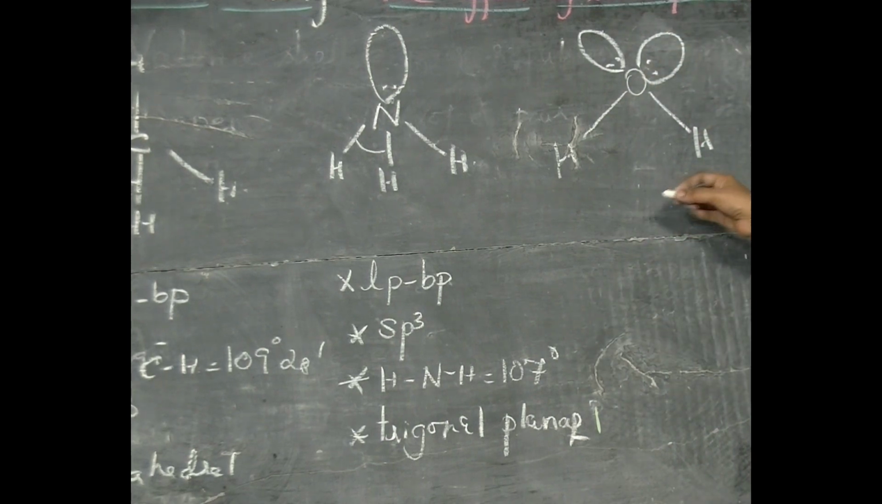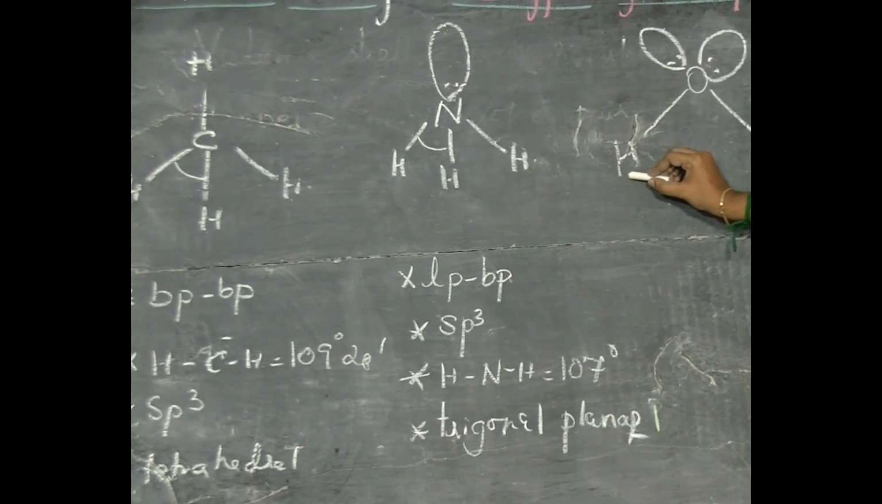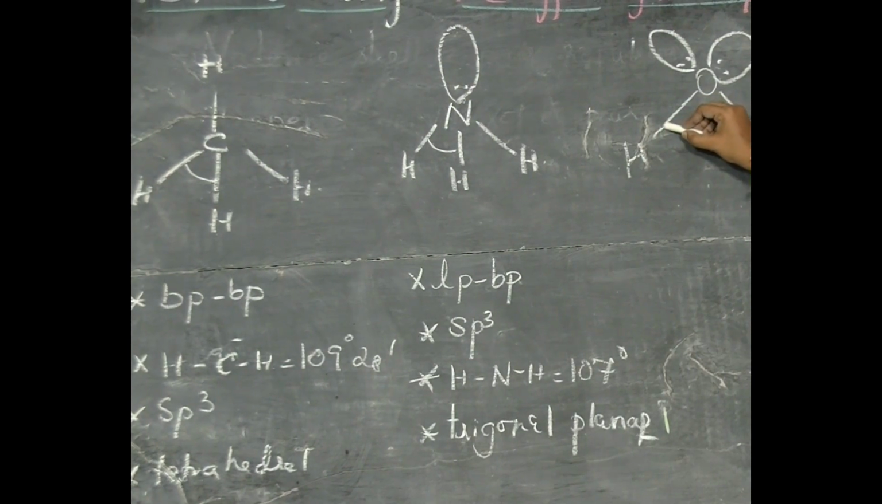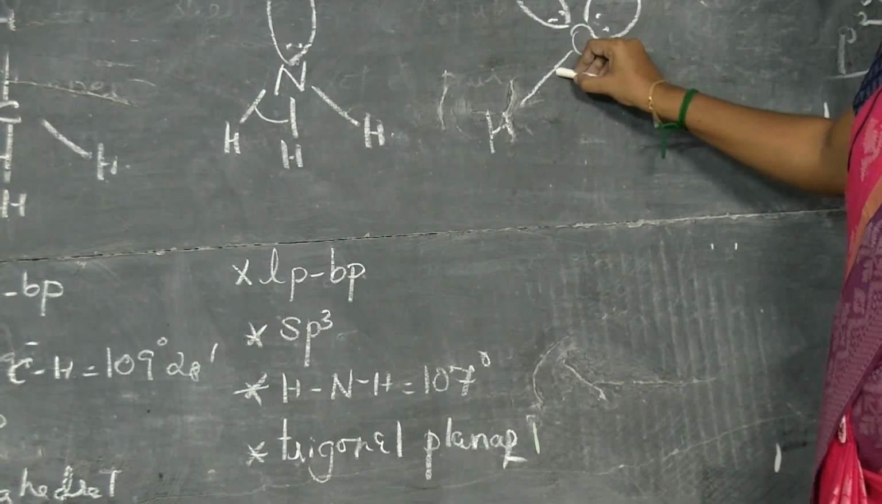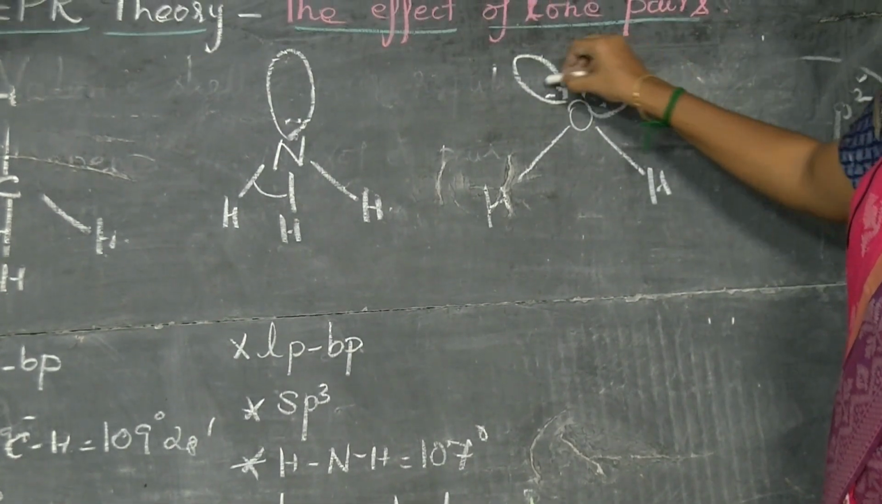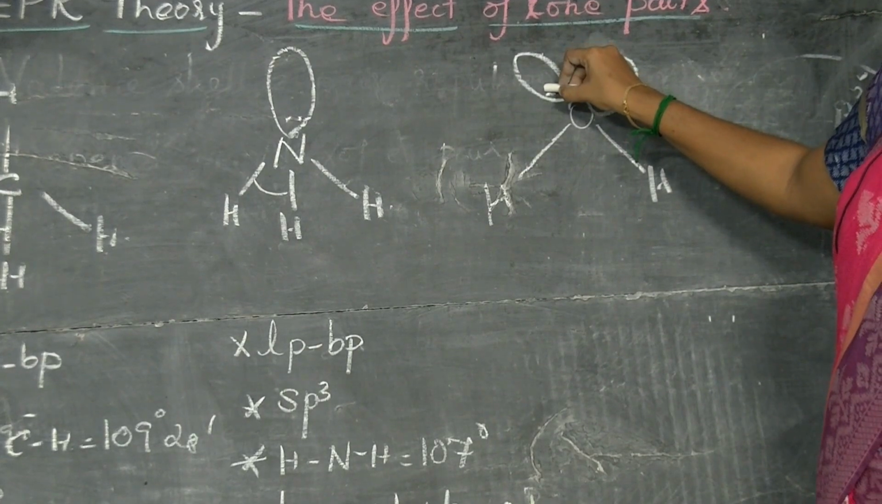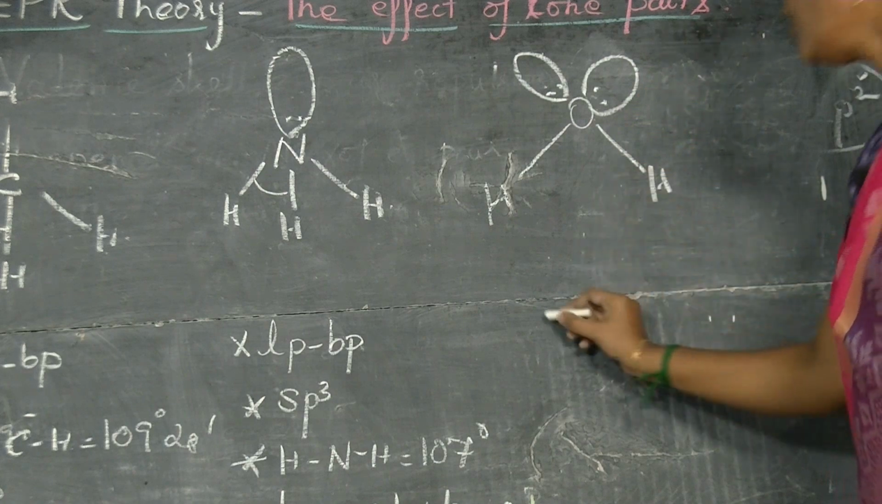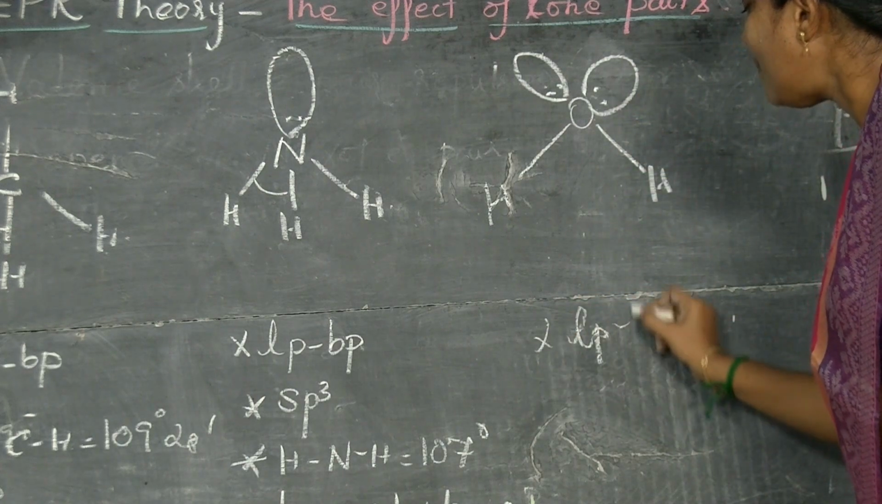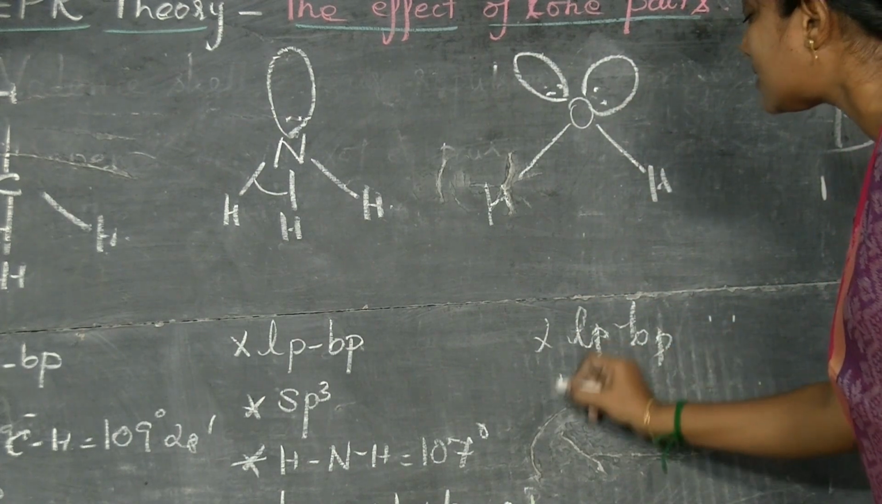Here hydrogen has a valency of 1, so it donates its 1 electron to this bond, and to this bond. Oxygen has a valency of 6, so after donating electrons to these two bonds, the remaining 4 electrons are present on the oxygen atom, where they act as lone pairs. So here also lone pair-bond pair interaction occurs.